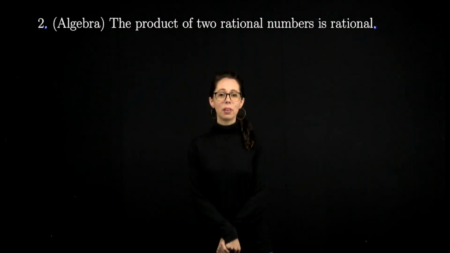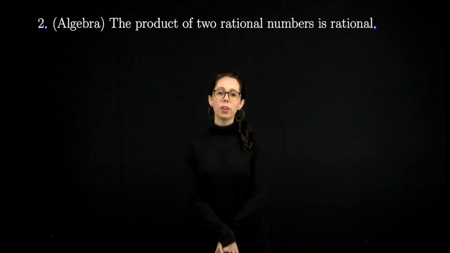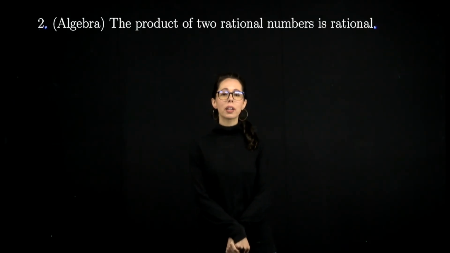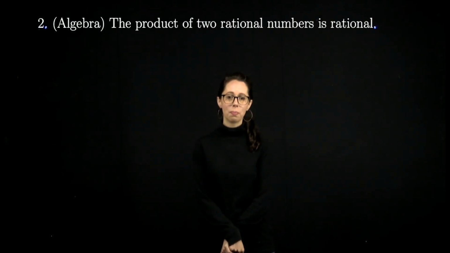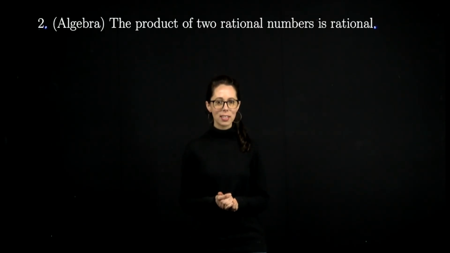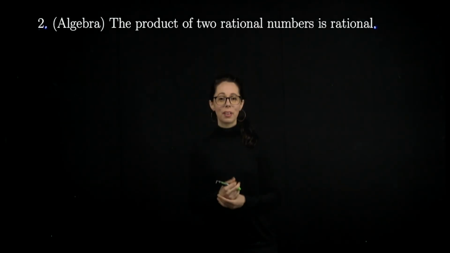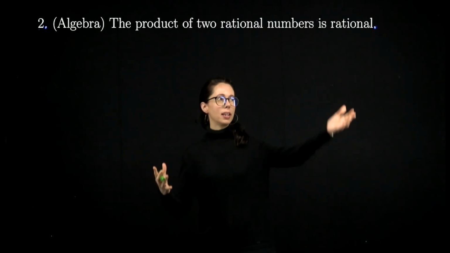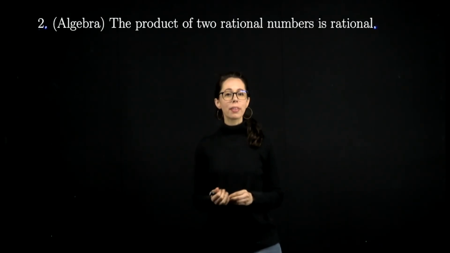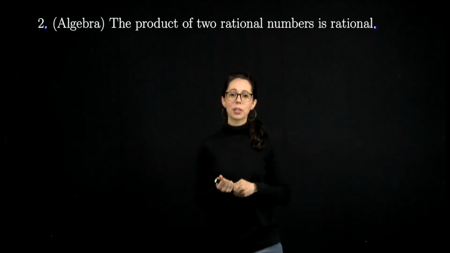Our second example is phrased very similarly to the first one. Take a moment to pause and rewrite this statement, the product of two rational numbers is rational, as an if-then statement so that we can clearly identify the hypothesis and the conclusion. All right, the heart of this statement is that the product is rational, so that's where we recognize the conclusion. The hypothesis is that we have two rational numbers to start with.